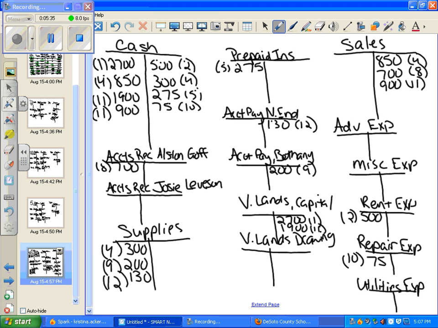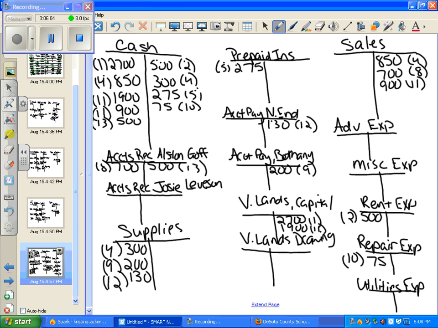On the 13th, we received cash on account from Alston Golf. So he has now paid us $500. So our cash is going to increase by $500 on the 13th. And Alston Golf's account is going to decrease. So we're going to decrease that with a credit on the 13th.